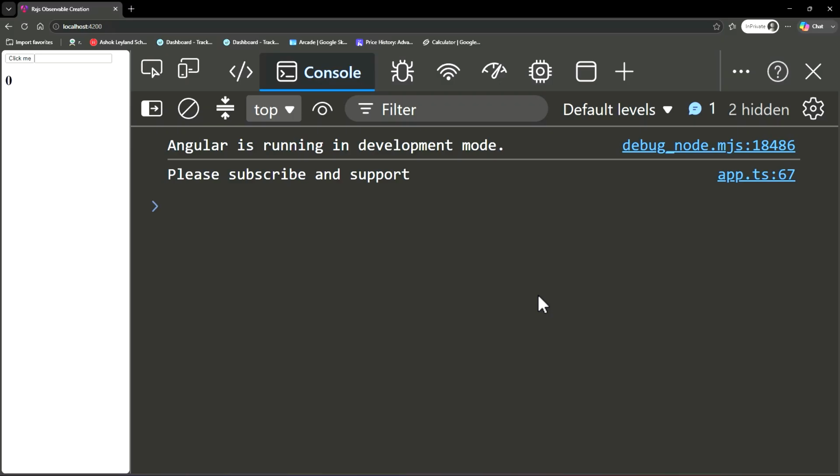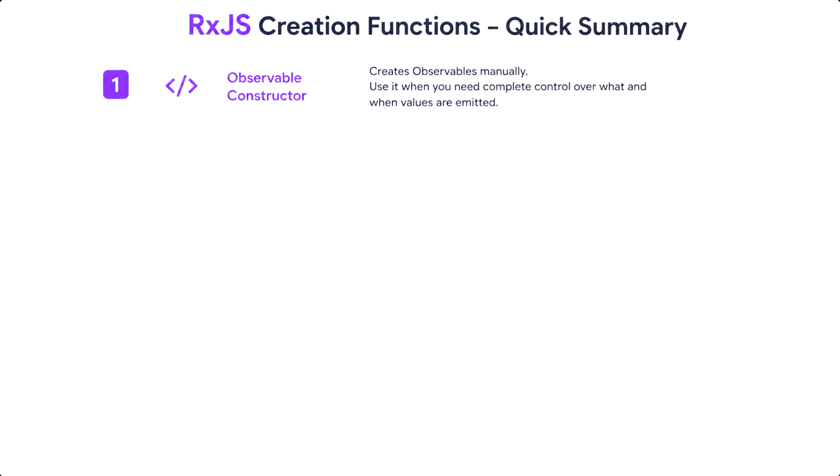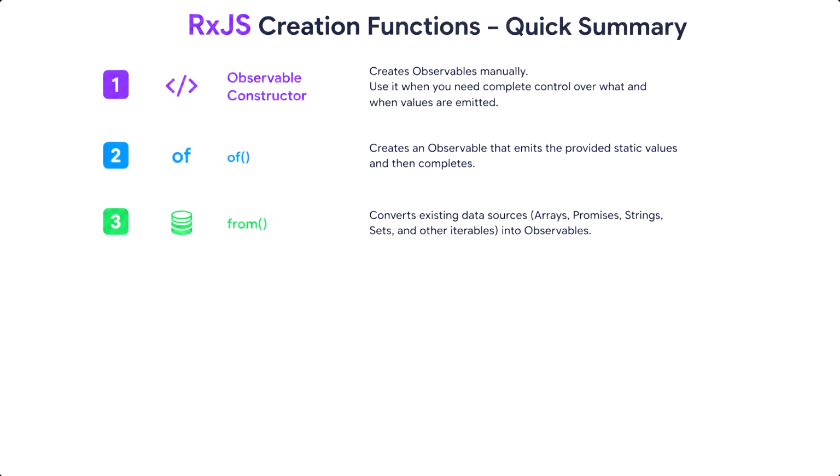Alright, that's all for today's video. In this video, we explored some of the most commonly used ways to create observables in RxJS. We started with the Observable Constructor and learned how to create observables manually when we need complete control over their behavior. Then we looked at of, which is useful for creating observables from static values. After that, we learned about from and saw how it can convert existing data sources such as arrays, promises, strings, sets, and other iterable objects into observables. We also compared of and from, which is one of the most common areas of confusion for beginners.